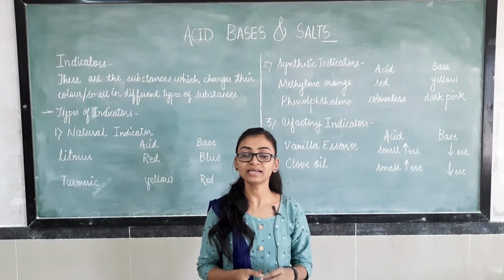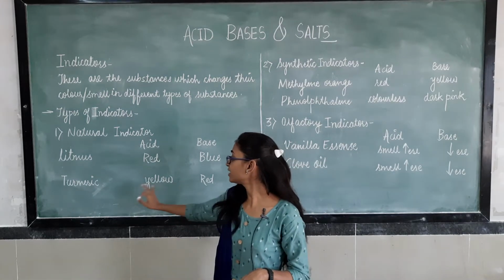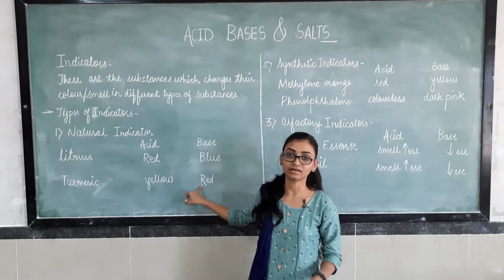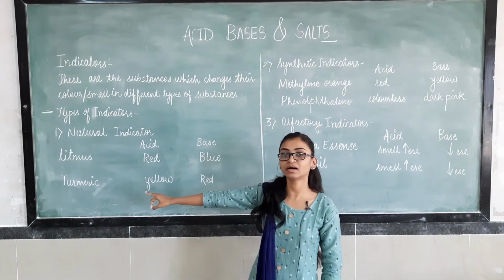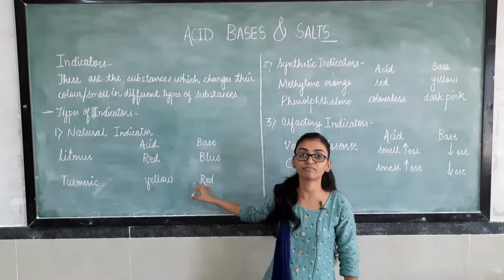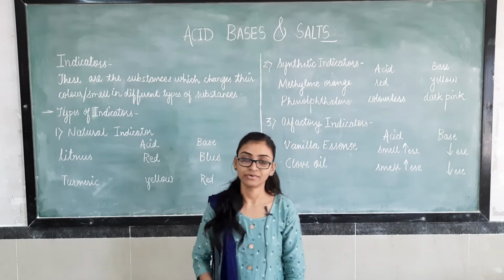So what does it represent? It represents that a base converts turmeric into red color. Turmeric here is used as an indicator. So this indicator shows the presence of base there, and the color changes from yellow to red.